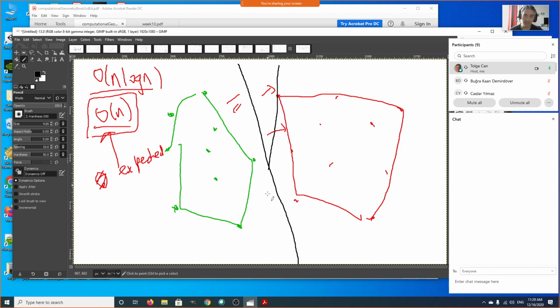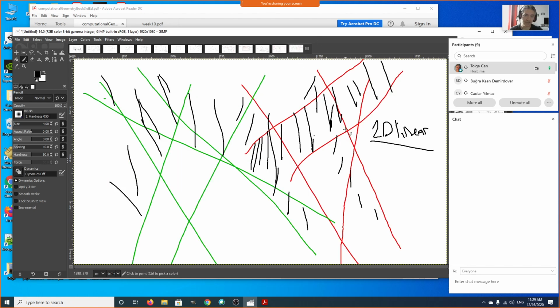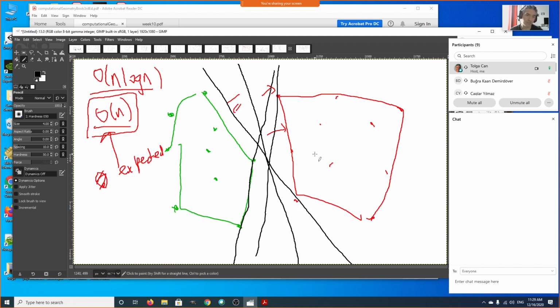For example, this line also linearly separates. This line also linearly separates. Look at all these lines. They all linearly separate these two things, so you can choose any one of these lines, same as here. If the intersection of these half spaces is non-empty, then it means that they are linearly separable, and you can use this randomized incremental solution with expected O(n) time to solve this problem.